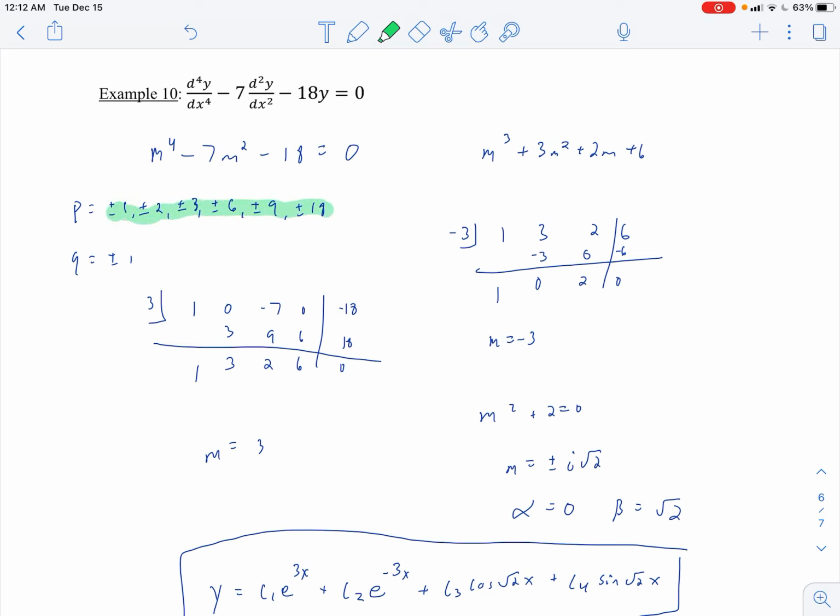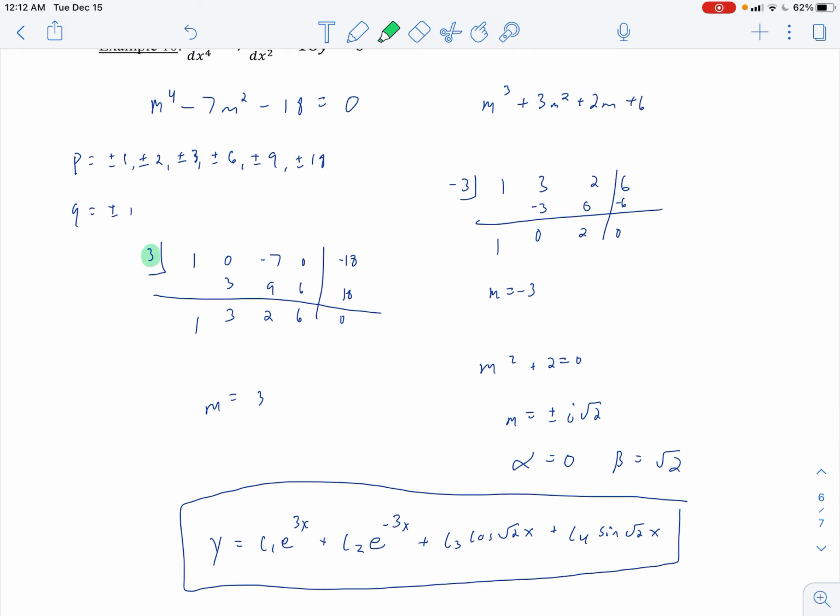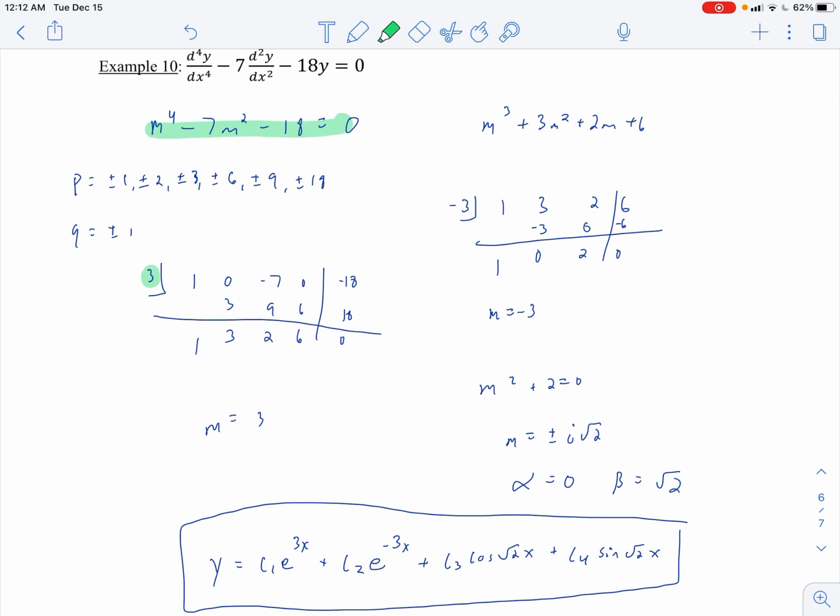1, 2, 3, 6, 9, 18, all go into 18. So therefore I have to check all of those. So checking all these, I'm going to choose 3 first. Why? Because unlike before, just because I know it's going to work. Alright, and then I'm going to plug in my auxiliary equation, and here again, notice that there's no m cubed or m, so they get the 0 placeholders right there.